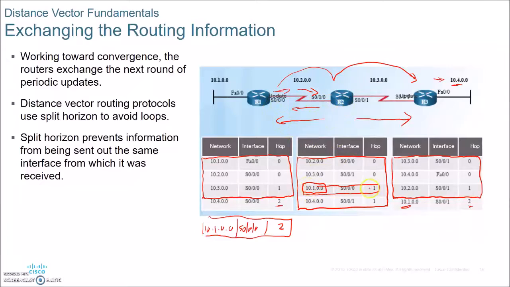This one will not be sent to R1, but this will be sent to R3. Which one will not be sent to R3? This route will not be sent to R3, because how does R2 learn about this route 10.4? It was learned through R3. So because it learned this route from R3, it will not be sent to R3. Again, for the same reason, to prevent routing loops from happening.